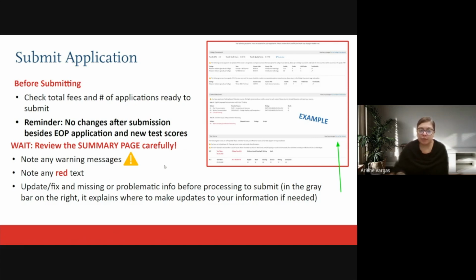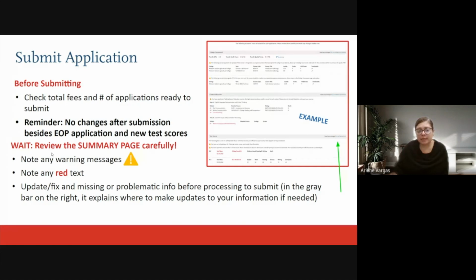Reminder, there's no changes after submission besides the EOP application and any new test scores. So you won't be able to edit your high school coursework, for example. If you made a mistake, you can't go back and edit that information once you submit the application, okay? There are very few exceptions to what you could make changes to once you submit. And again, it's really these two things, the EOP application piece and the new test scores.